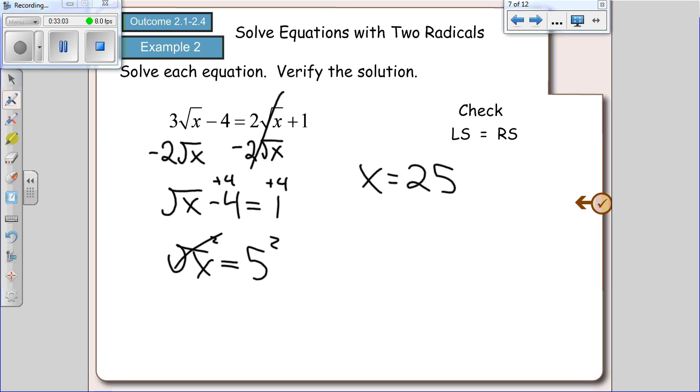You take your actual answer, x is equal to 25, and you verify it, meaning you put it back into the question. Square root of 25 is 5, times 3 is 15, minus 4 is 11. Over here, the square root of 25 is 5, times 2 is 10, plus 1 is 11. The left side is equal to the right side. It is possible, and it's awesome.